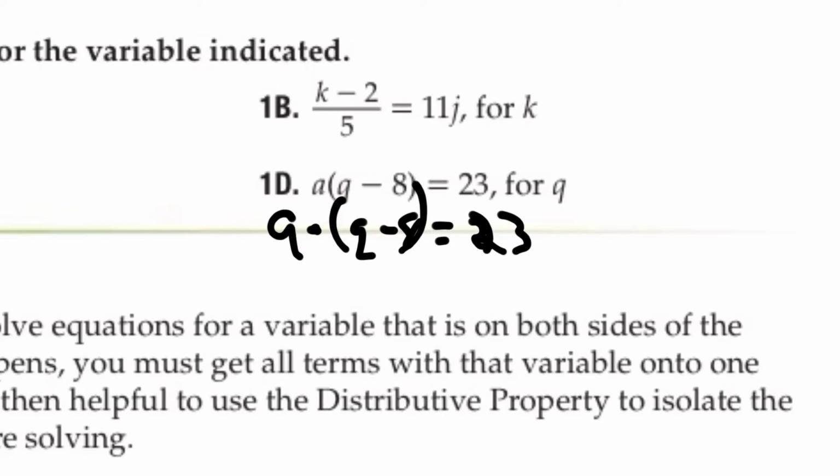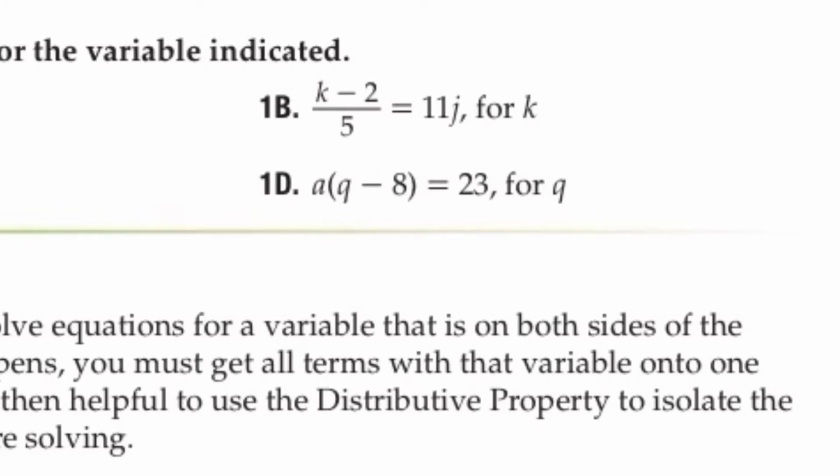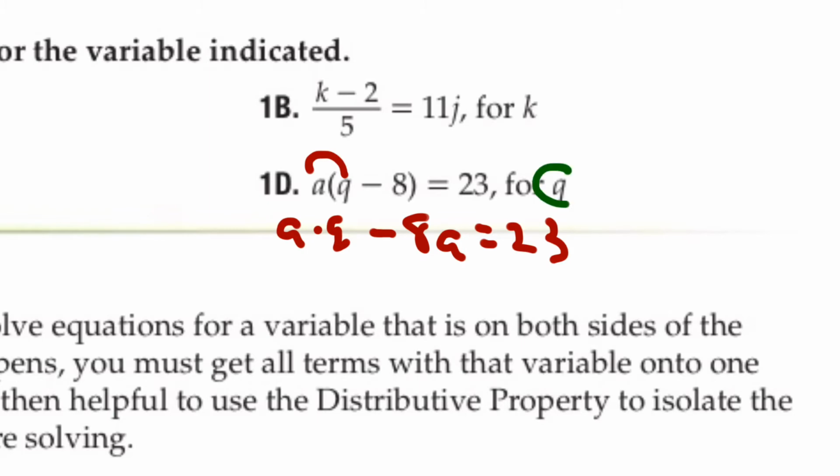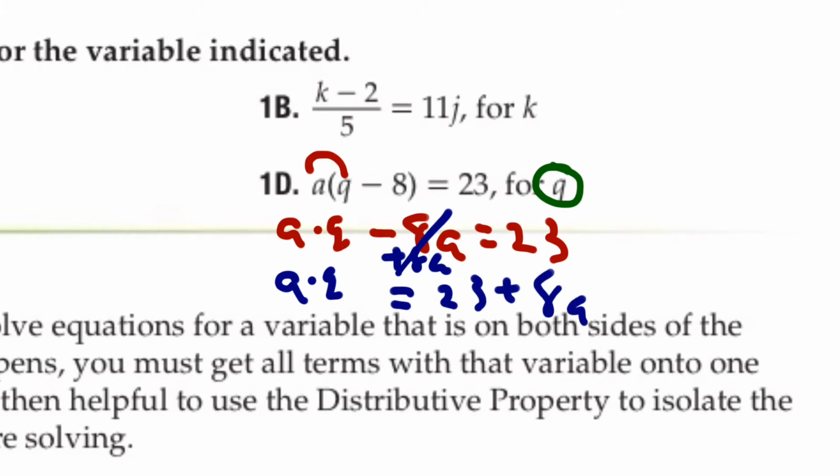So what I'm going to do is distribute. Now I do have to, because I need to get Q. So I get A times Q minus 8A equals 23. Remember, I want to get Q by itself. So here we go, I'm going to add 8A. So I have A times Q, I'm adding 8A, that cancels, equals 23 plus 8A.